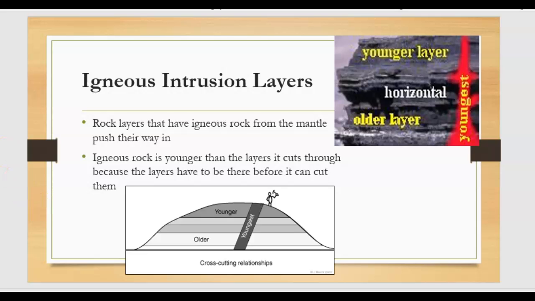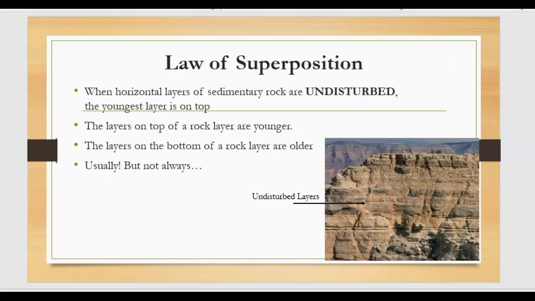Now, when looking at the law of superposition, all we're saying is that if you look at a rock layer that nothing has happened to, that rock layer is going to go from old to young, whereas you have the youngest on the top and the oldest on the bottom. That's pretty much the first part of it.